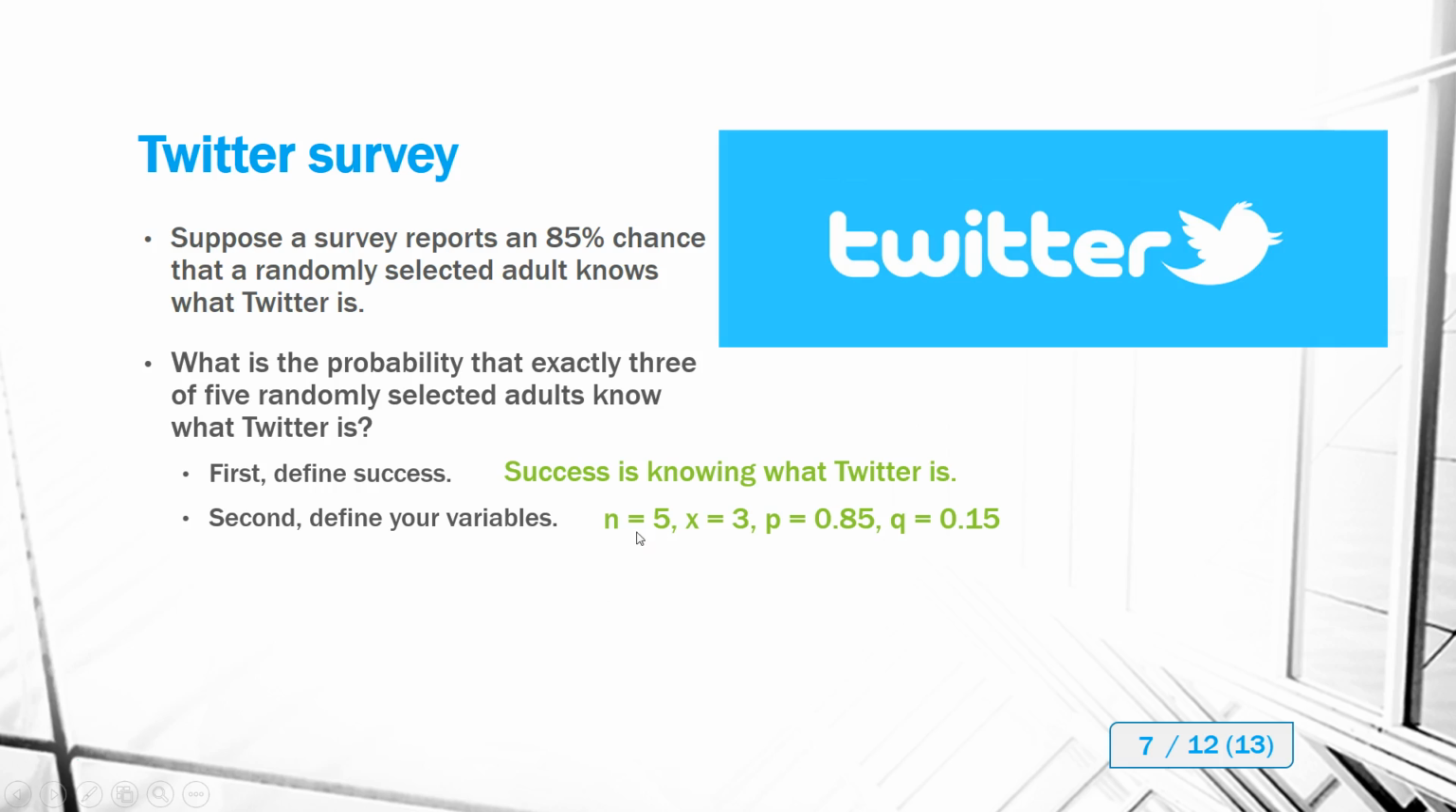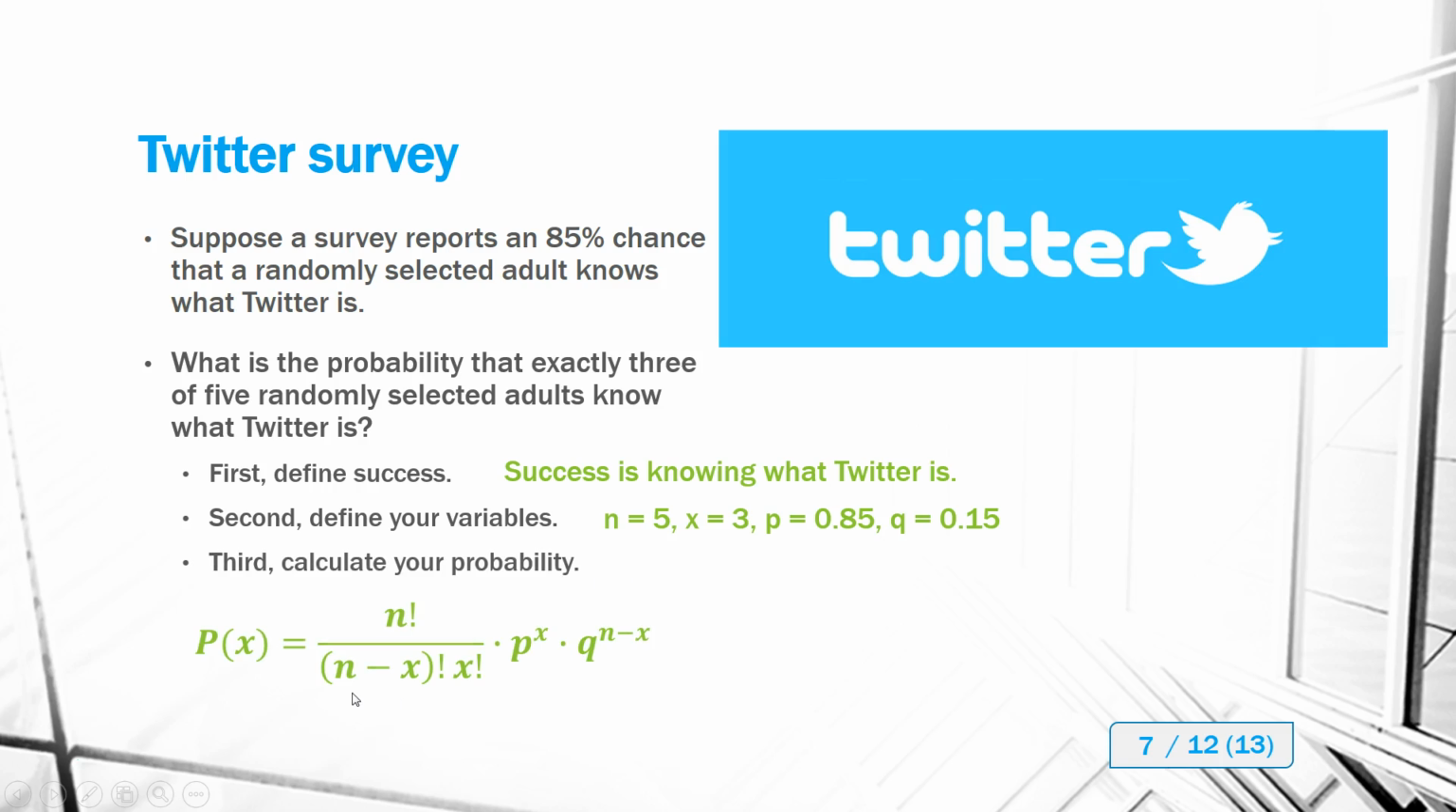Okay, so we look at our problem statement. N is the number of fixed trials. Okay, so there are 5 people we're selecting. That's the number of trials that we're going through with the probability distribution. So N is going to be equal to 5. Of those 5, we're taking 3. So X is going to be equal to 3. Our probability of success is knowing what Twitter is. So the probability of knowing what Twitter is is 85%. So that's going to be P. Q we can then derive by just taking P and subtracting it from 1. So 1 minus 85% gives us 15%. So now that we have these 4 variables defined, we're ready to perform our calculation.